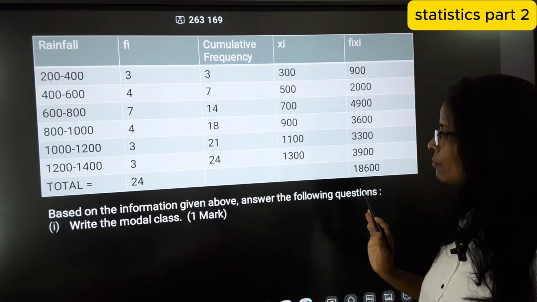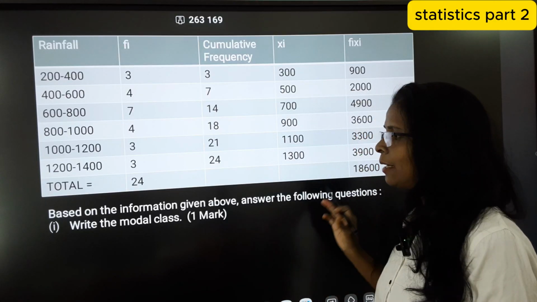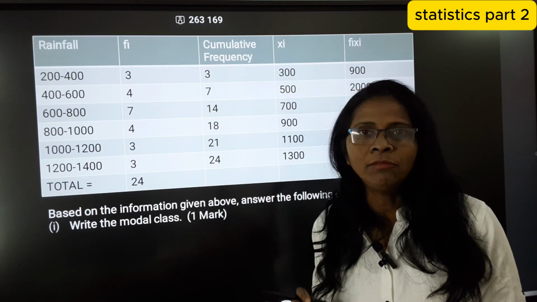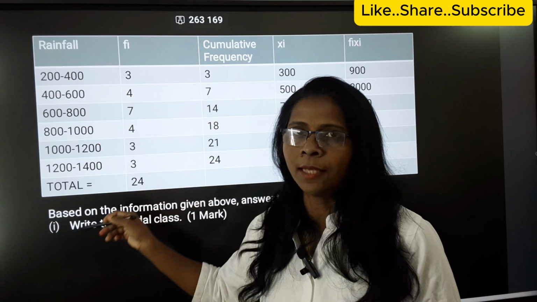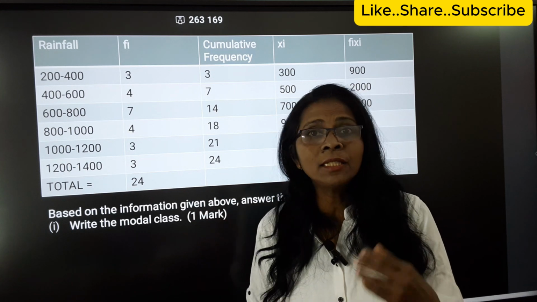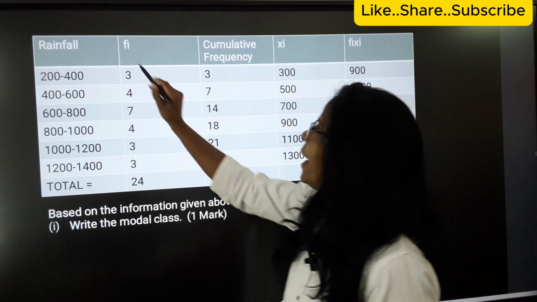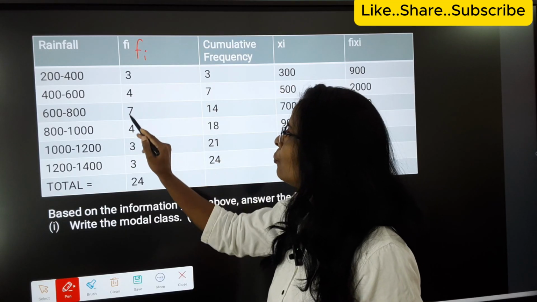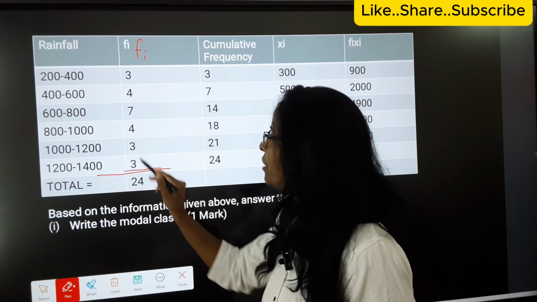We make the table in such a way that we can find the answer to the given question. So here, students, first is the rainfall, these are the classes. The second one is the number of subdivisions, that is the frequency. So we write Fi here. Then 3, 4, 7, 4, 3, 3, and the total of these is equal to 24.